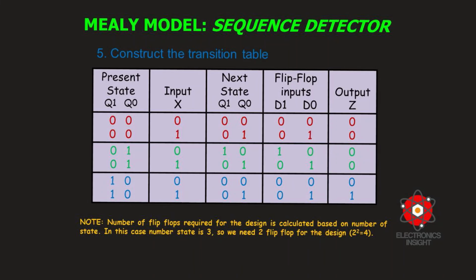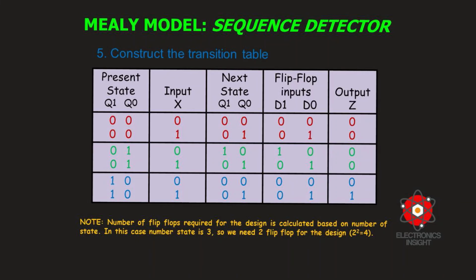You just understand the number of flip-flops required for the design is calculated based on the number of states. The K state is 3, but we need 2 flip-flops for the design. So it is 2 to the power 2, 4. Okay. So now look at here. Though you have got 4 states, we just design a finite state machine. Therefore, we have taken only a finite number of states A, B, and C, only 3 states.